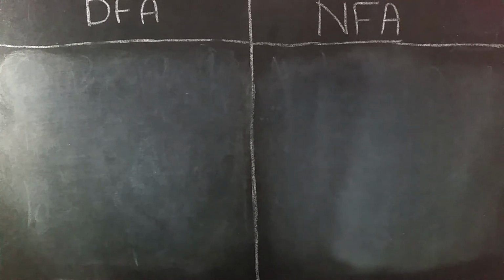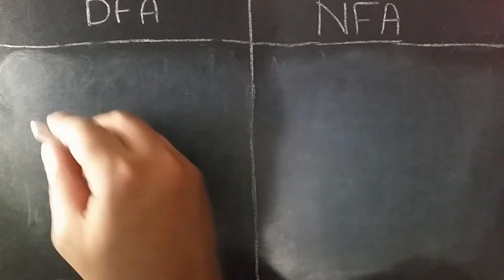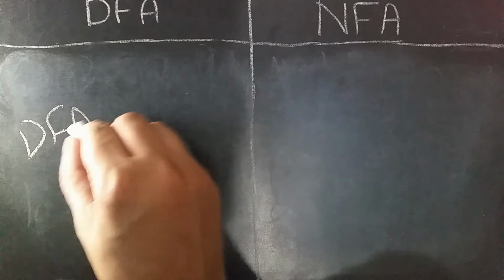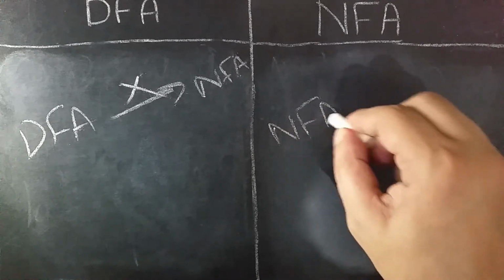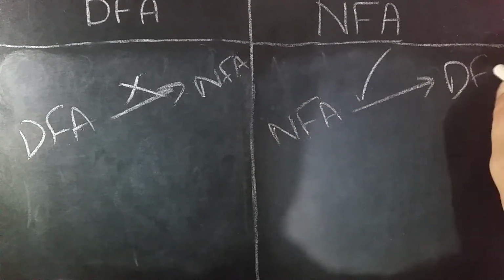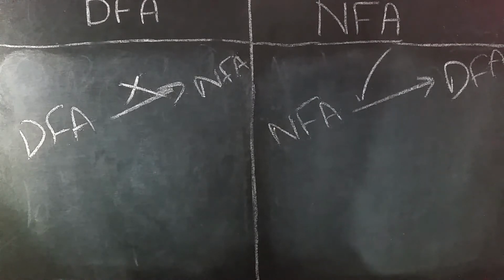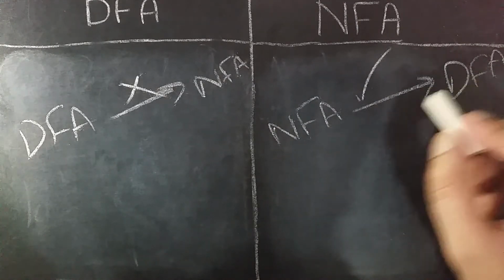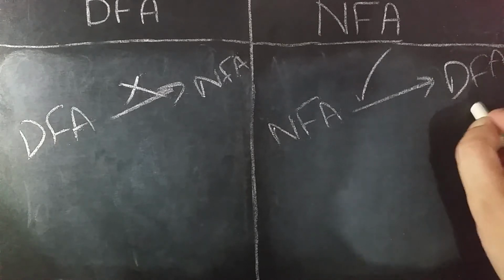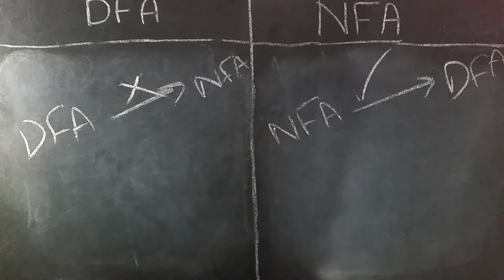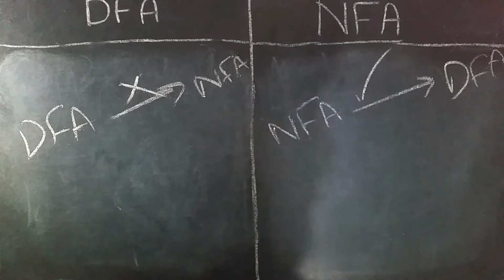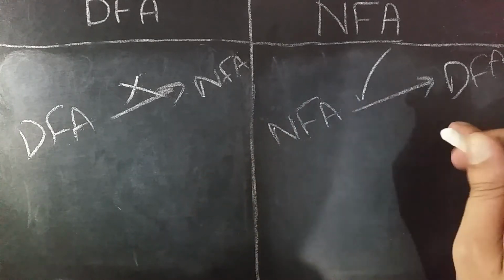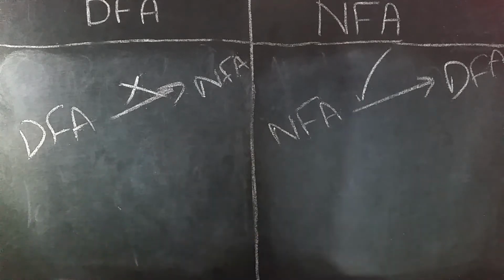The next difference between DFA and NFA is based on conversion. A DFA cannot be converted to NFA, but an NFA can be converted to DFA. When we implement an NFA, the NFA is first converted into DFA, and then the DFA is designed into a compiler. DFA is also a part of NFA. That's why DFA cannot be converted into NFA. We can restrict NFA into DFA, but we cannot open DFA into NFA.